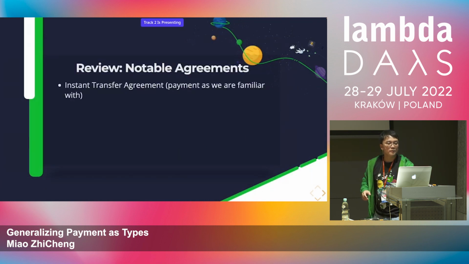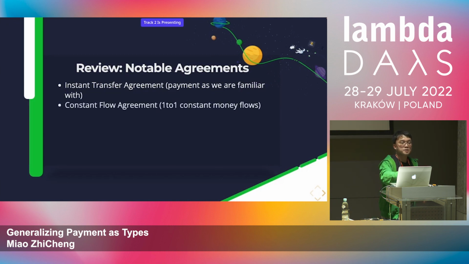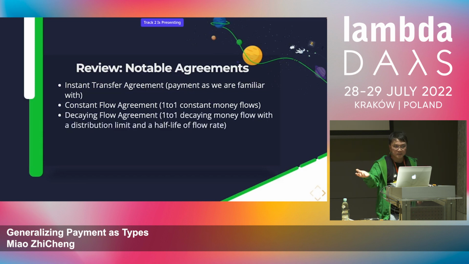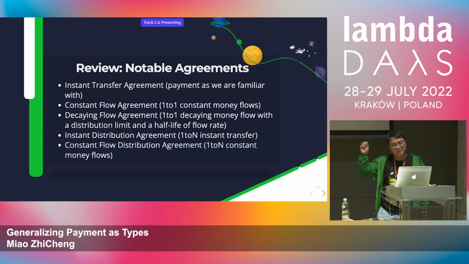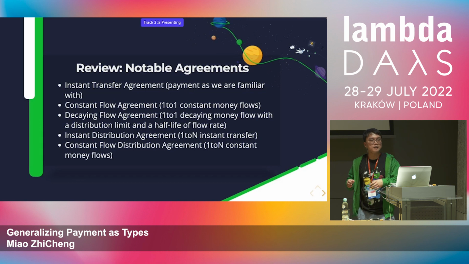Okay. Notable agreements, we mentioned a couple of them already. One is instant transfer. One is constant flow, like one-to-one constant money flow. Decaying is a possibility. And one-to-n instant transfer, right? So it's like a one-to-one transfer, but you use a lens to split it among any number of participants. It's a one-to-n transfer. With a similar construct, you can then split the one-to-one streaming into one-to-n streaming.